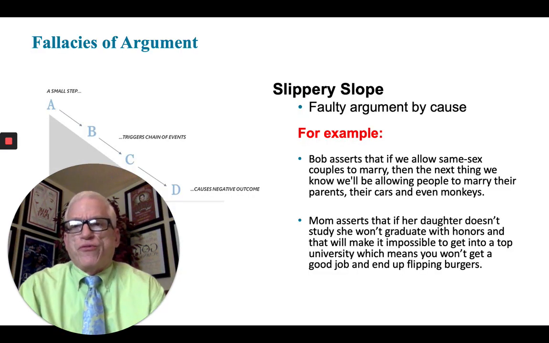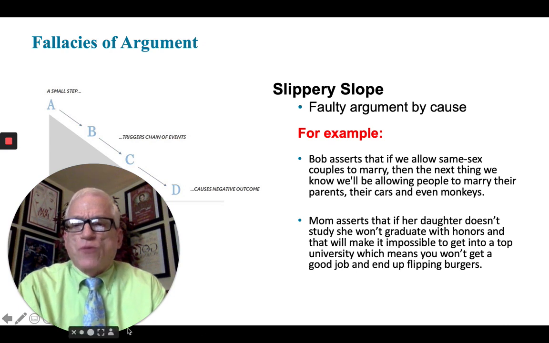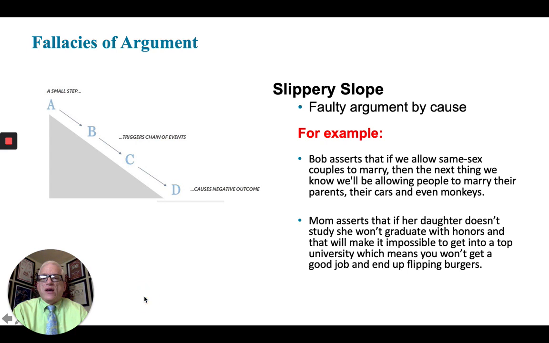Slippery slope fallacy. What the slippery slope fallacy is: we make the claim here that if we take a small step, then that's going to trigger a chain of events which is going to lead us to some sort of negative outcome, typically death and destruction. So it's a faulty argument by cause. It assumes that taking that small step will necessarily lead us to the negative outcome.